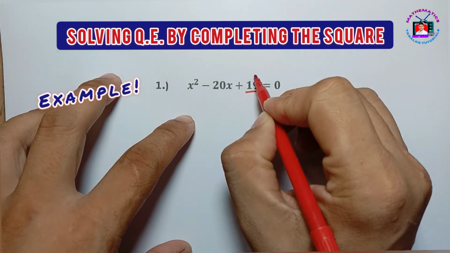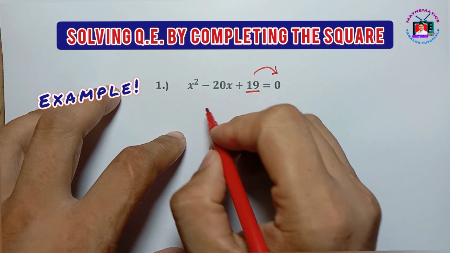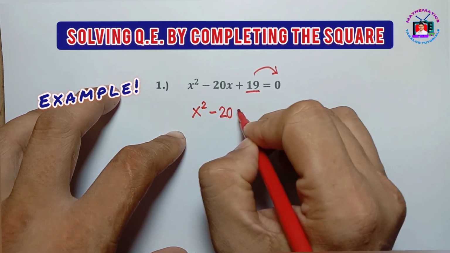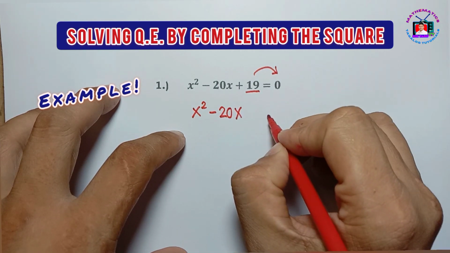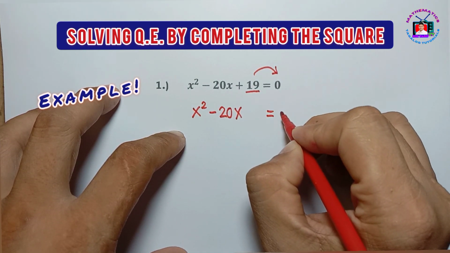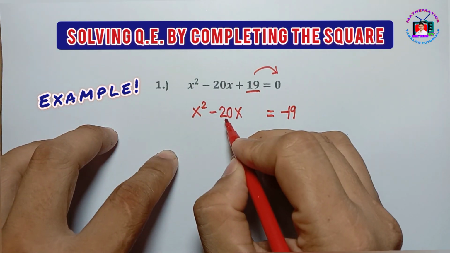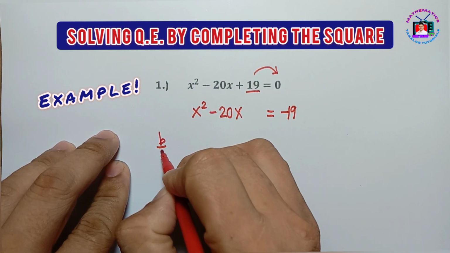So this time we have solving quadratic equations by completing the square. The first step is to transpose the constant to the right. Okay? So we leave a space because we are completing the square. The left side will become a perfect square trinomial.